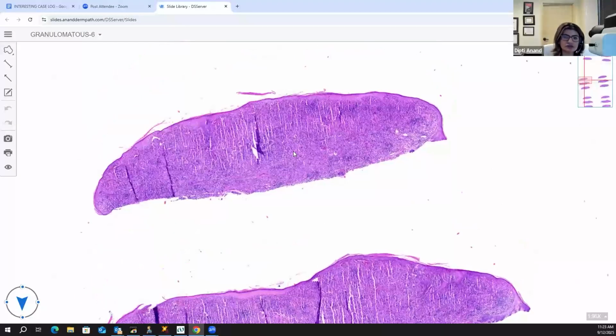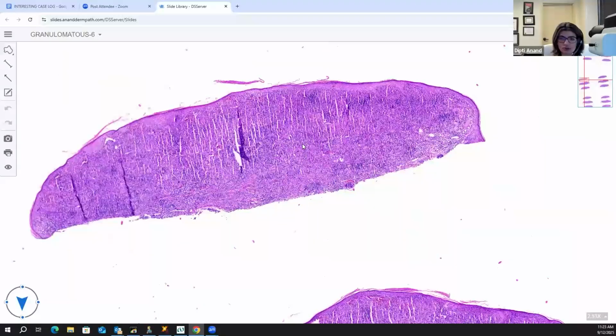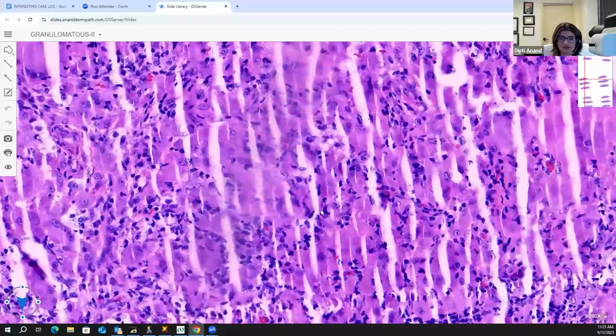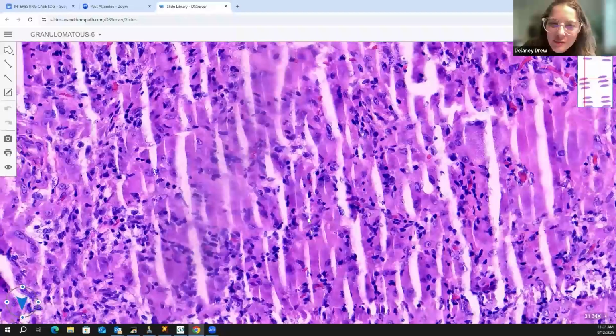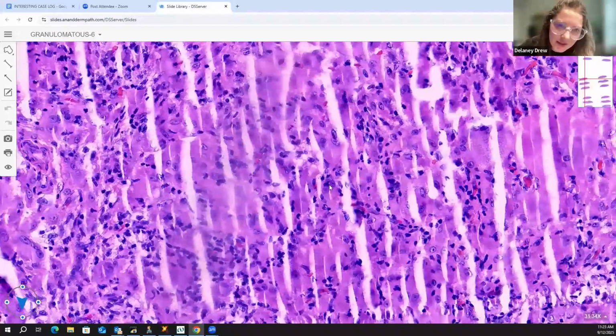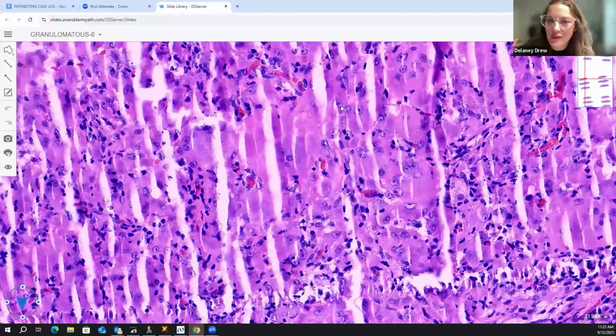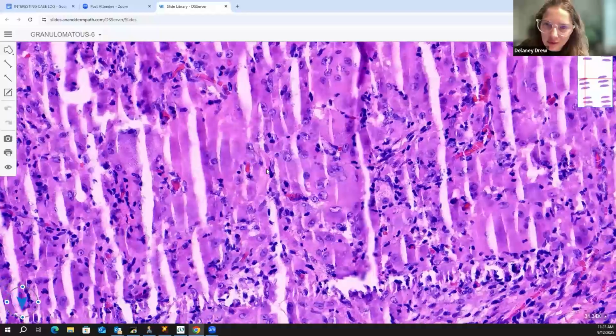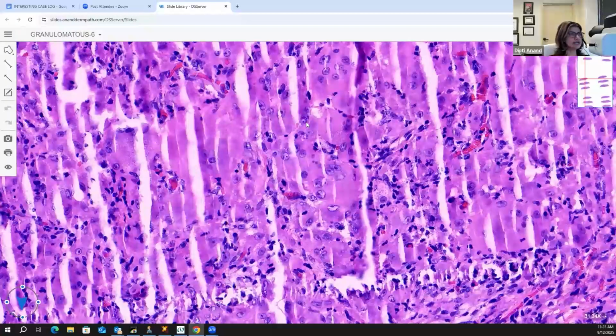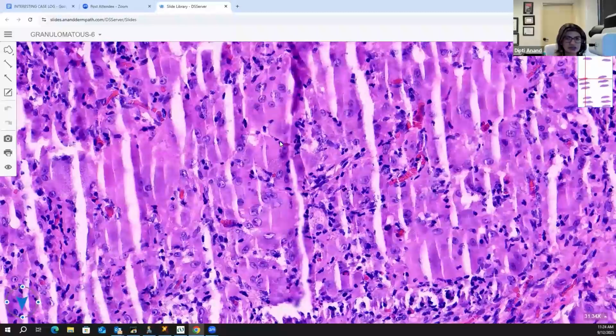Even if you thought that, let's go higher on these pink areas. I was thinking maybe in these giant cells here, the small blue nuclei were the emperipolesis. So in Rosai-Dorfman, when you go higher on the pink areas, the individual histiocytes are actually not multinucleated. They form a syncytial aggregate, like a network.